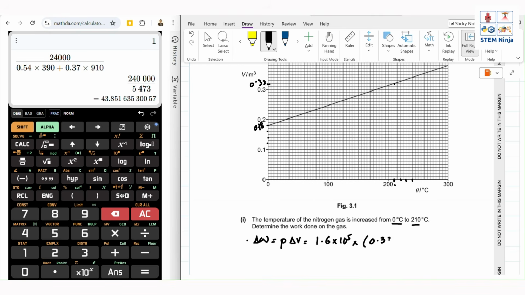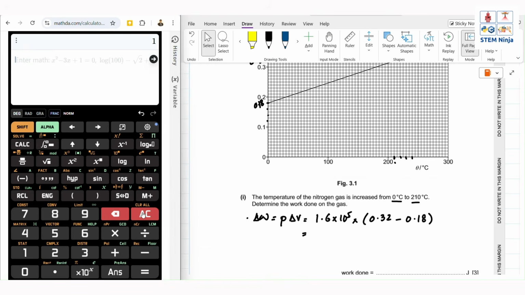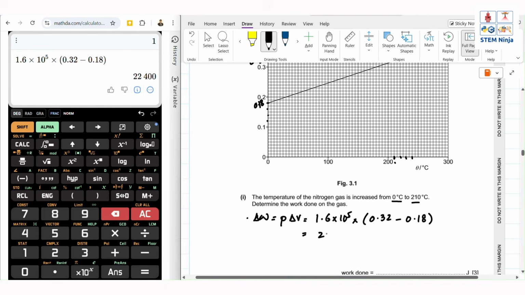So 0.32 minus 0.18. So what we get, so 1.6 times by 10 raised to power 5 times by 0.32 minus 0.18. Sorry, 0.1, my bad. So 22,400 joules.